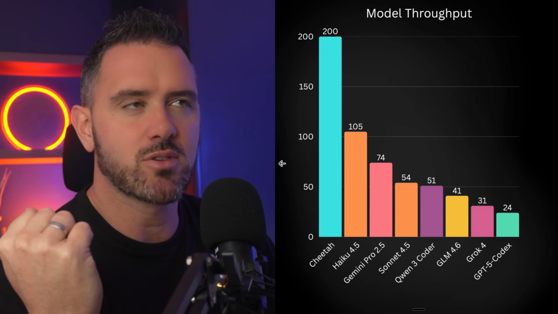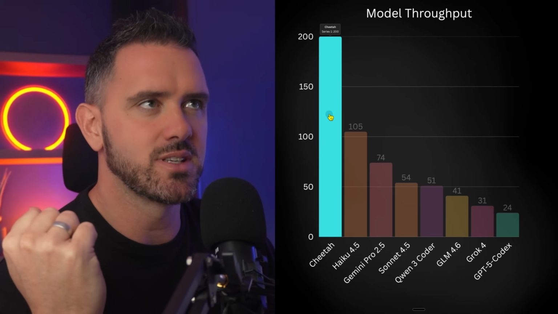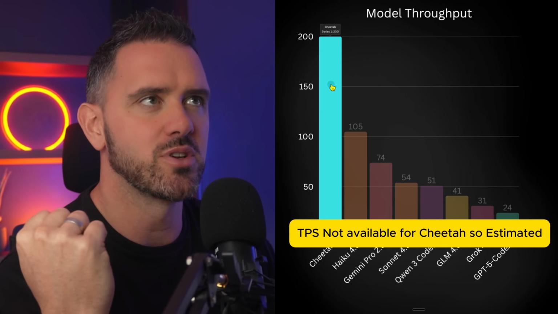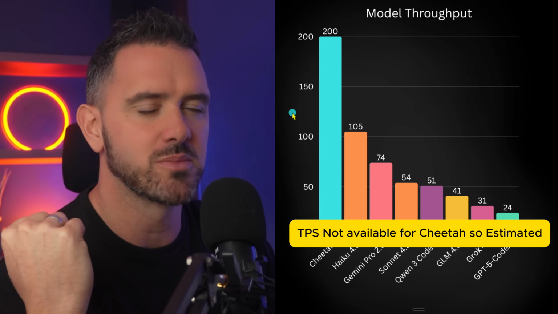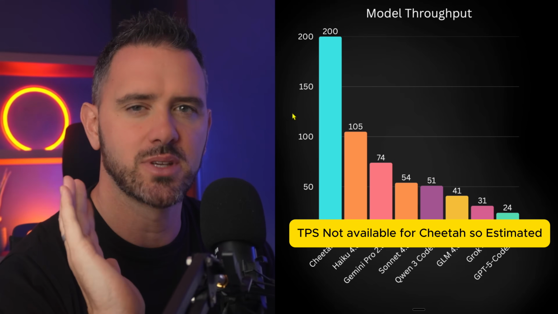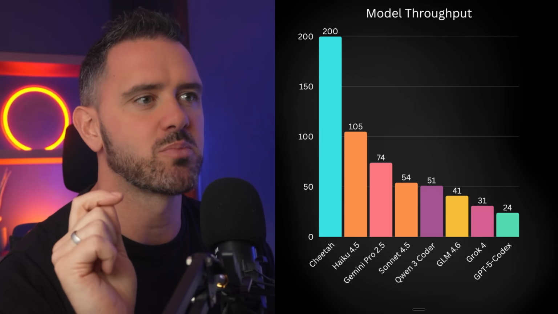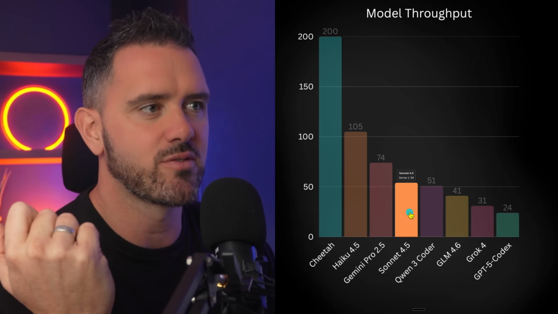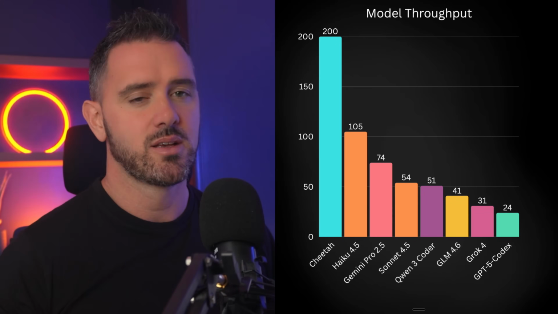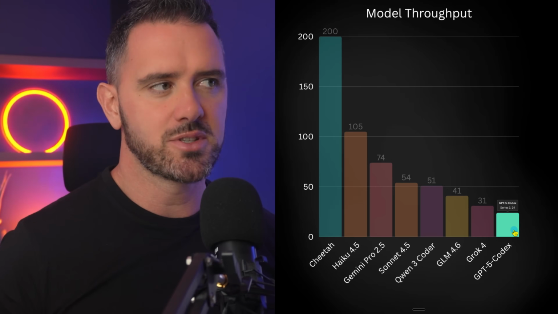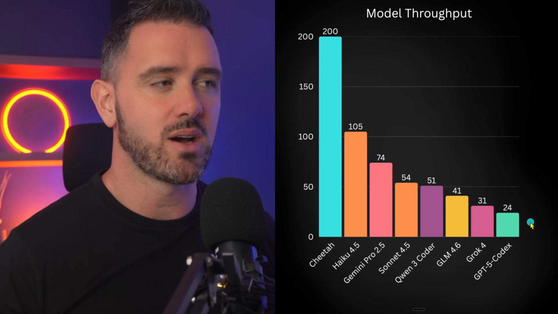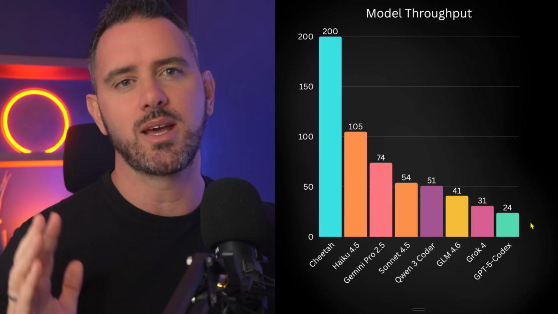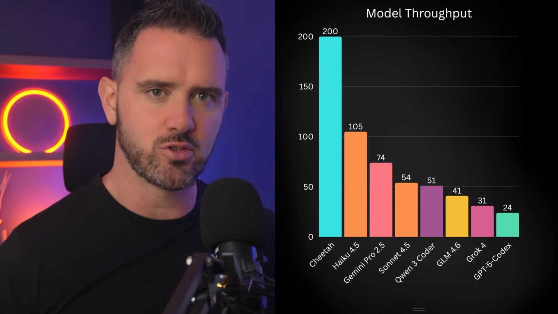So if we take a look at this graph here, I'm not entirely sure if this is correct. I haven't seen it published anywhere, but Cheetah is super fast in terms of model throughput. And we measure that in something called TPS, or tokens per second. Then we have Haiku, Gemini Pro 2.5, Sonnet 4.5, and the rest in the list. GPT-5 Codex is the slowest here, but I actually think it's one of the best models. So again, we can't just rate a model on its speed or its throughput.